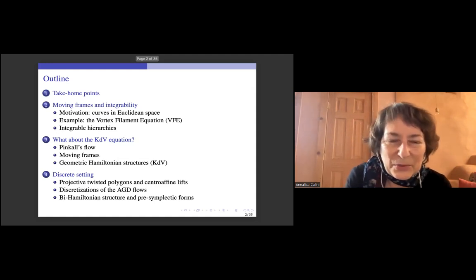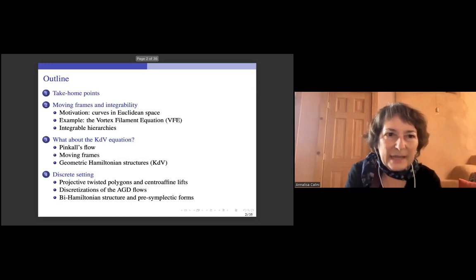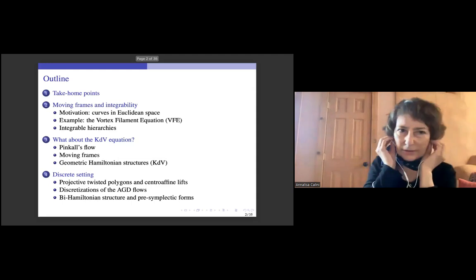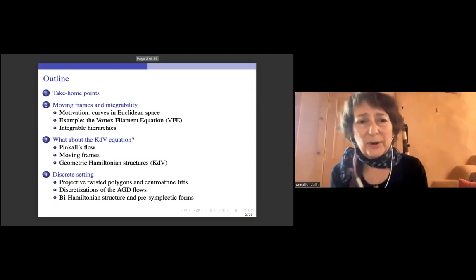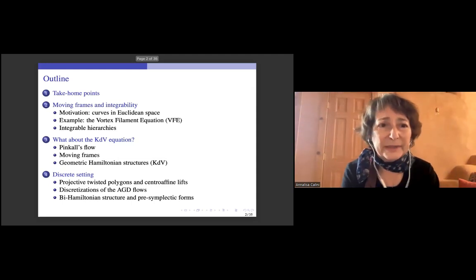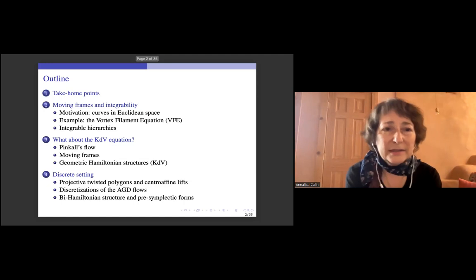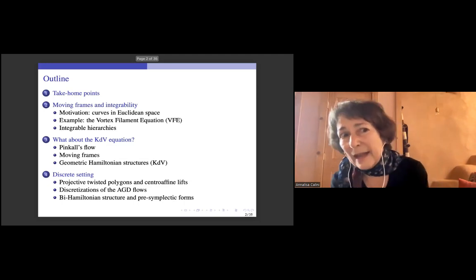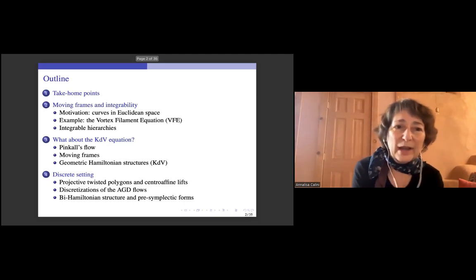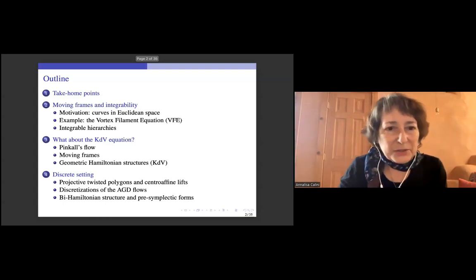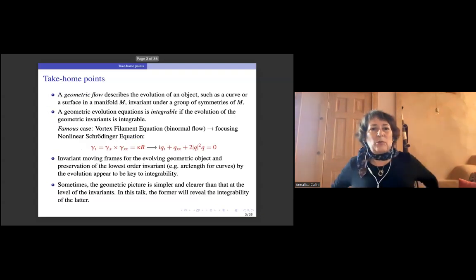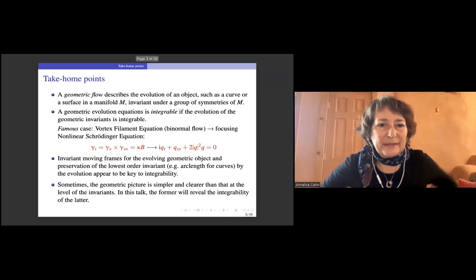I'll then show you where the KdV comes from in the geometric context, and then I'll talk a little bit about discrete settings. So I'll leave the realm of PDEs, but the methods will be very similar, and show you that sometimes the geometric context provides more insight than the actual PDEs. So here are the take-home points that I briefly anticipated.